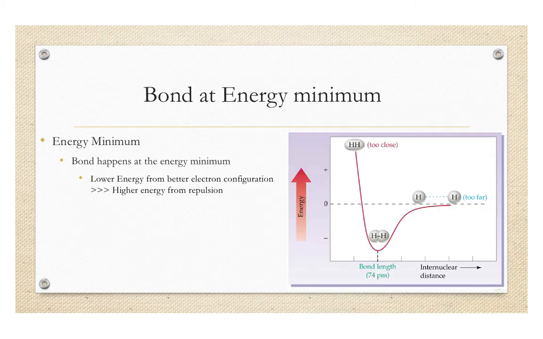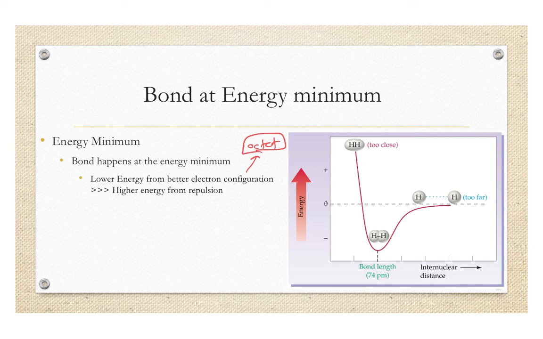Where that bond enthalpy occurs has to do with Coulomb's law again. We're talking about the charges of the particles within the atom, so protons and electrons, positives and negatives, nucleus and electrons, as well as distance. Bonding in a covalent bond happens at an energy minimum. You lower the energy by getting a better electron configuration as they come together. What do I mean by a better electron configuration? You're moving more towards the octet rule.